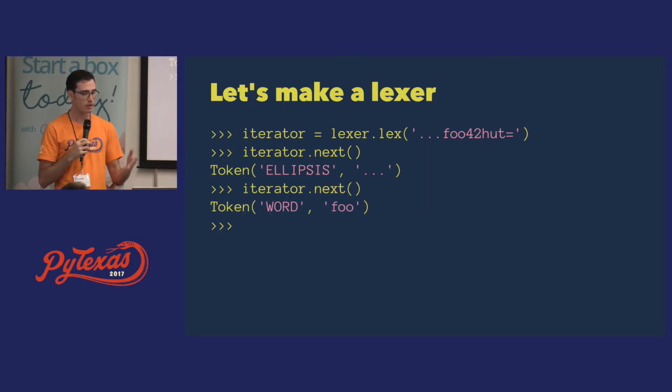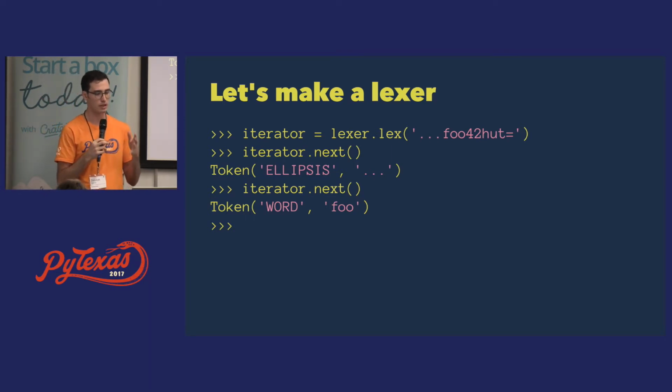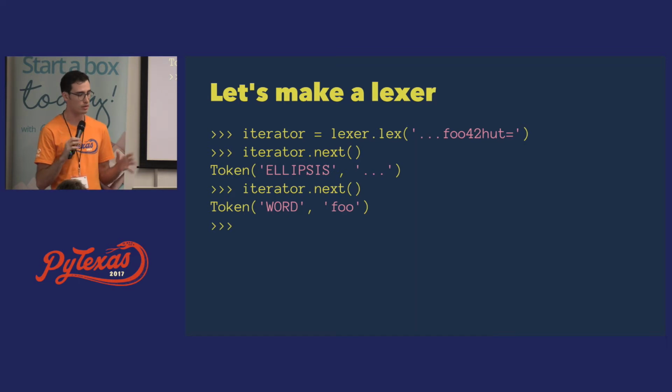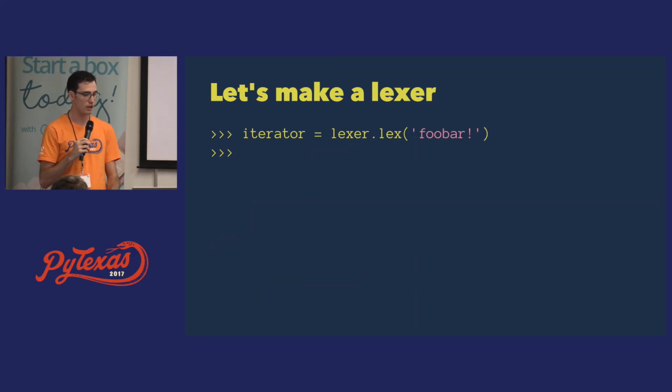And so as we call next on it, each time it's going to keep consuming tokens from our language. So the next one was the word foo, so it just kept consuming alphabetic characters until it hit the 4, and it's like, okay, this isn't a word anymore. So here you go, foo. 42, and so on, and it goes on.